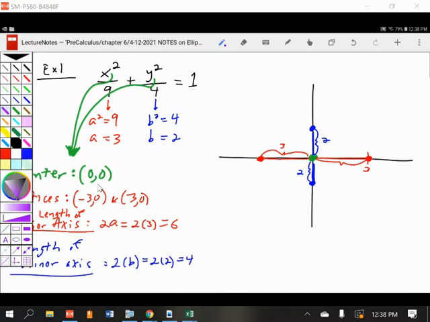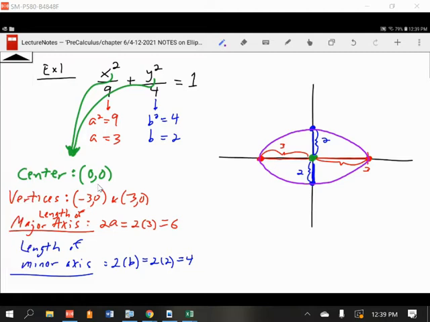Now, how do we graph our ellipse? We just connect those 4 dots, and red and blue make purple, right? So notice this ellipse is oblong horizontally, and that's basically it, except I can find the foci.